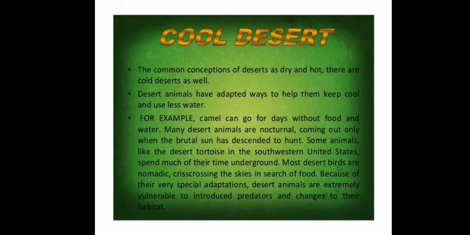Some animals, like the desert tortoise in the southwestern United States, spend much of their time underground. Most desert birds are nomadic, crisscrossing the skies in search of food. Because of their very special adaptation, desert animals are extremely vulnerable to introduced predators and changes to their habitat.